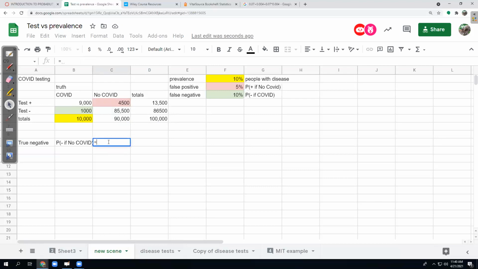So equals negative and didn't have COVID, that number, divided by all the people that didn't have COVID. So there's a 95% chance. So if this were the data about the test I was taking a couple weeks ago, there was a 95% chance my test was correct. That if we knew I didn't have COVID, the test was negative.